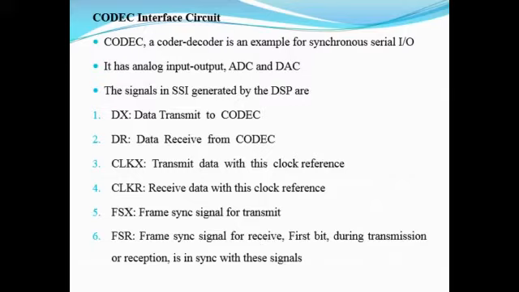And if I consider the frame to be sent or the frame to be received, then the first bit during the transmission or reception has to be in sync with these signals. So we have 6 signals which are highlighted here.